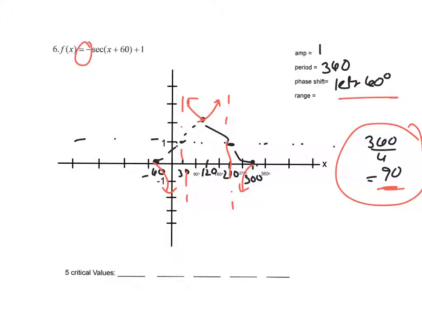And then we flipped. Our amplitude is still positive, even though these don't really have amplitudes, okay? So our range in this case is negative infinity to 0, union 0 to infinity. That's a bracket. All right.